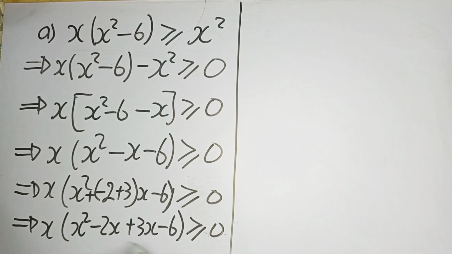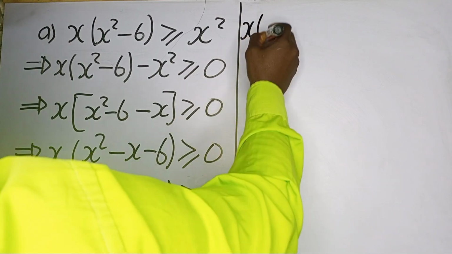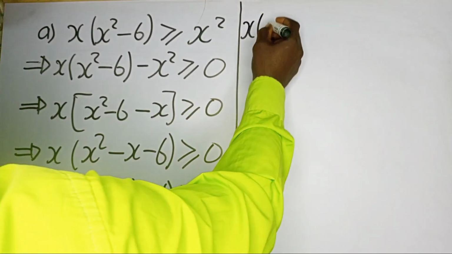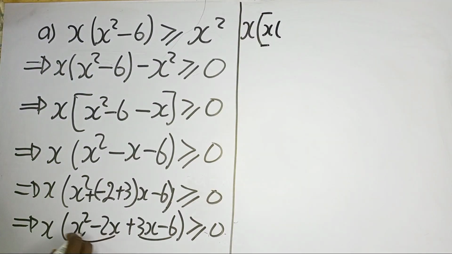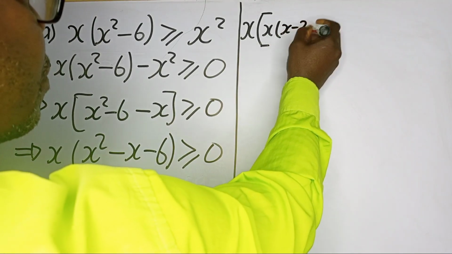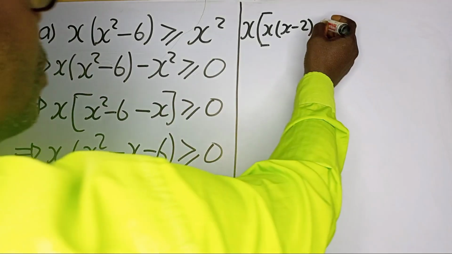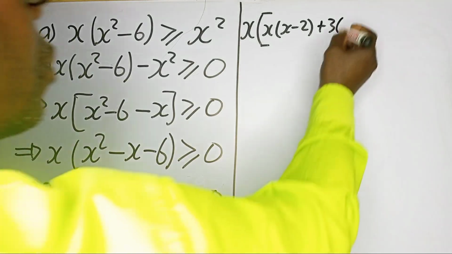Now, if we take the first two terms, we factorize, and we take the second two terms, we factorize. When we take the first two, we see x is common, so we're going to have x outside. When we factorize out x, we're going to have x minus 2. Then we take the second two terms, we see that 3 is common, so we'll say plus 3 into x minus 2.